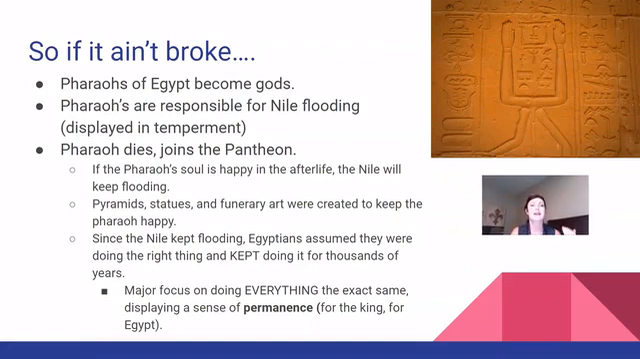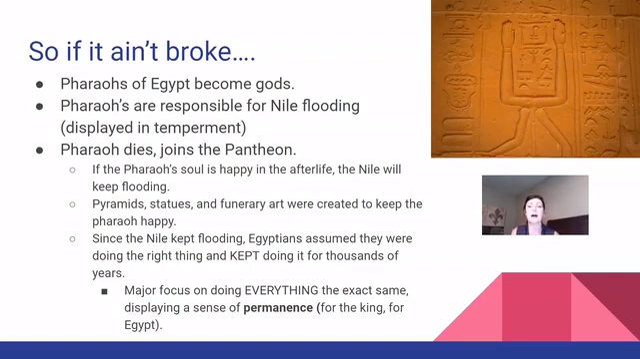So again, this kept working. This is what they did. They kept making the art look the same way, and they kept mummifying, and they kept following the same procedures. And as a result, everything kept happening. The Nile kept flooding. Everything was okay. So if the Pharaoh's soul is happy, everything is good. So we do everything we can to make sure that the Pharaoh is happy in his next life.